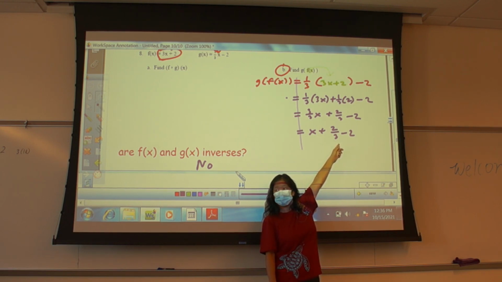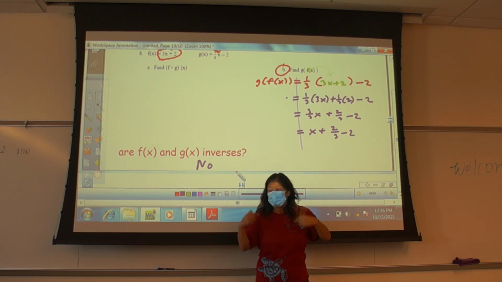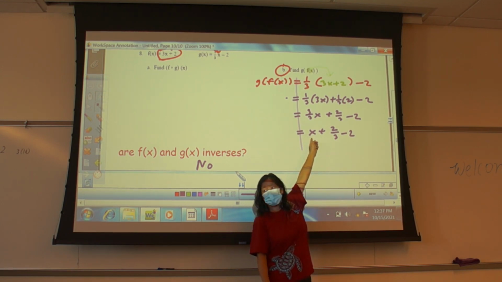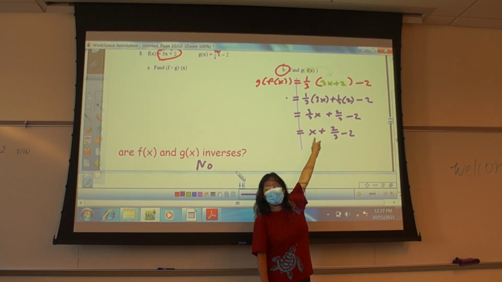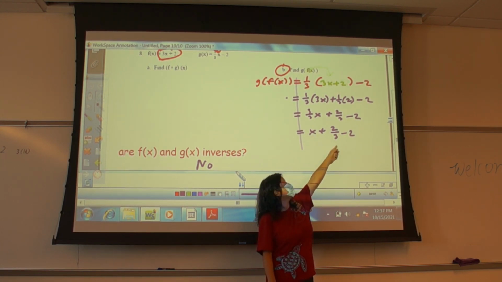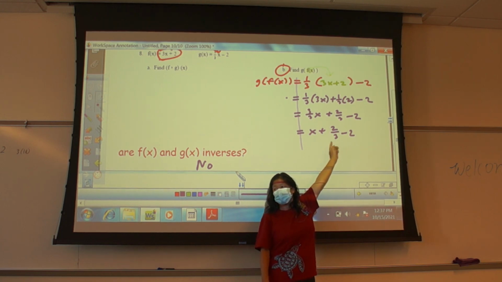This is important for you to understand. If they undo each other, you should get back what you started with. You started with x. X is your input. You should get x back. I don't get x back. I get x plus and minus some stuff.